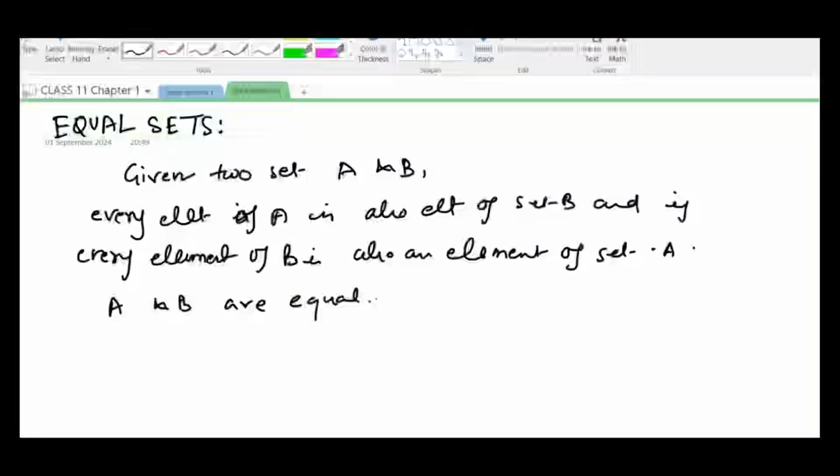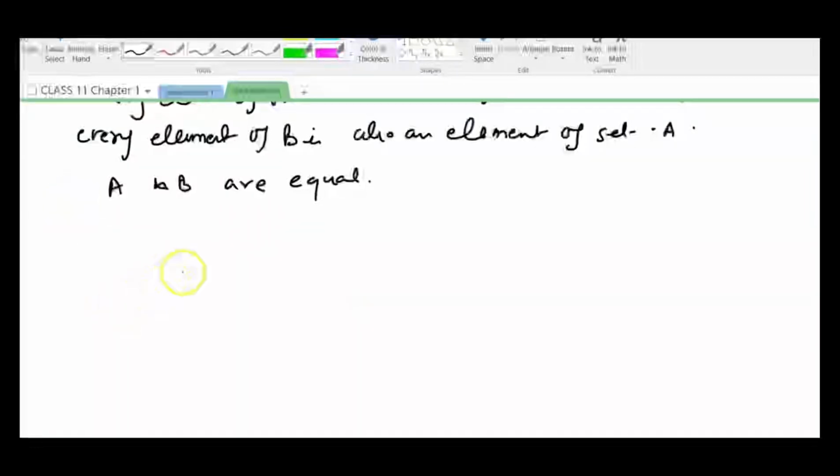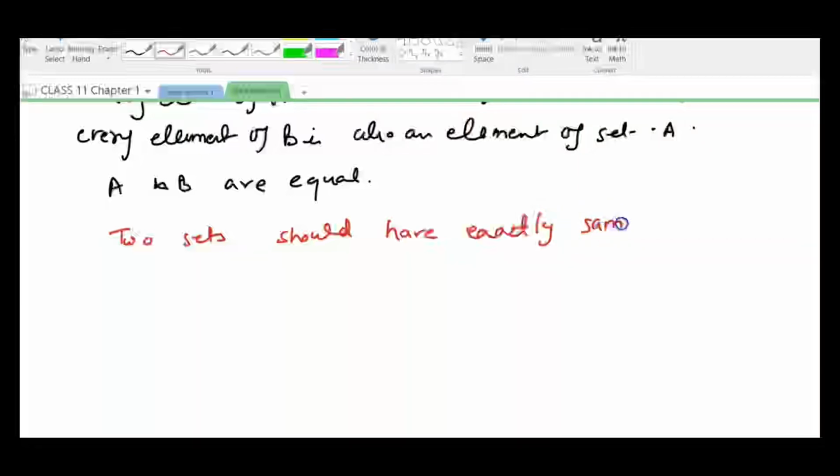It simply means that the two sets should have exactly the same elements. Then we will say that, okay, they are equal sets.